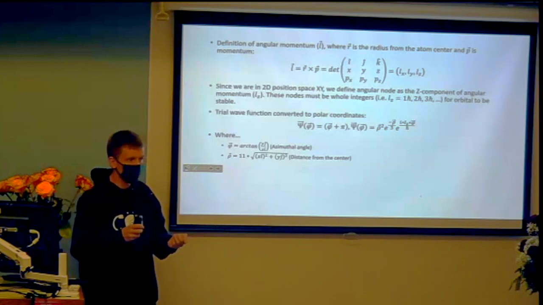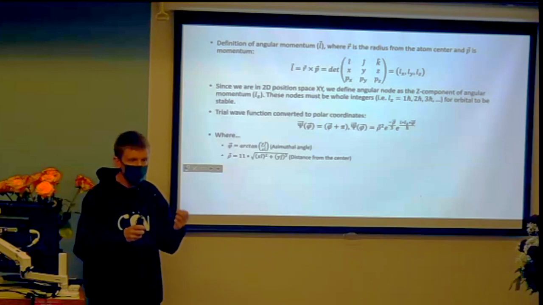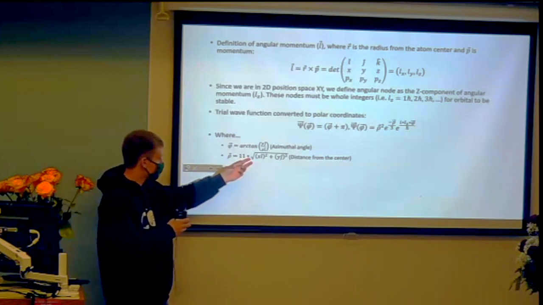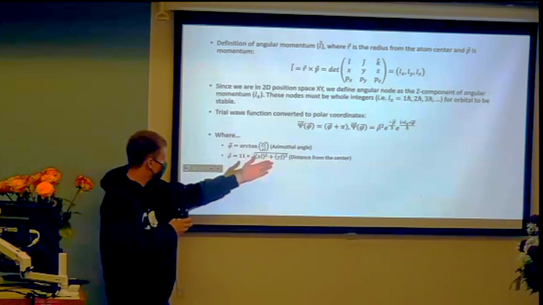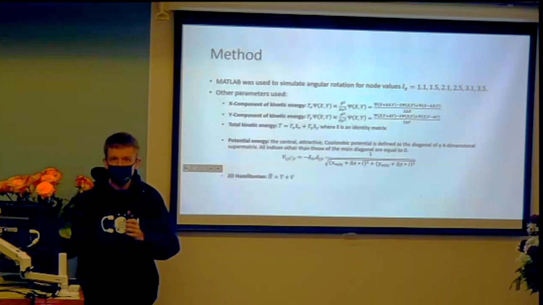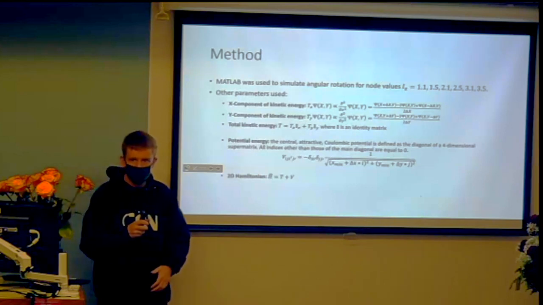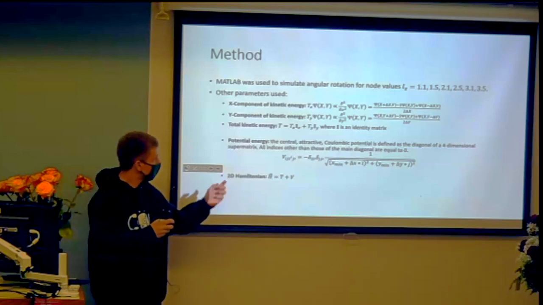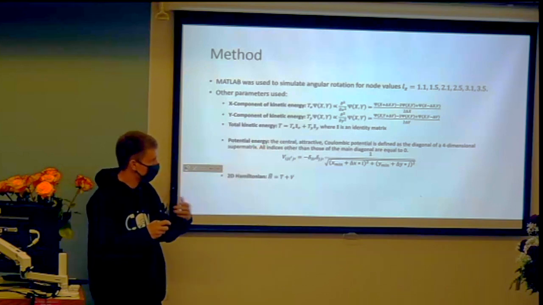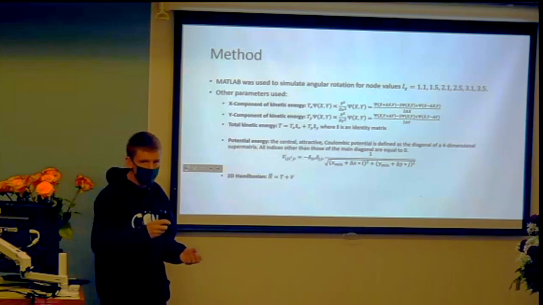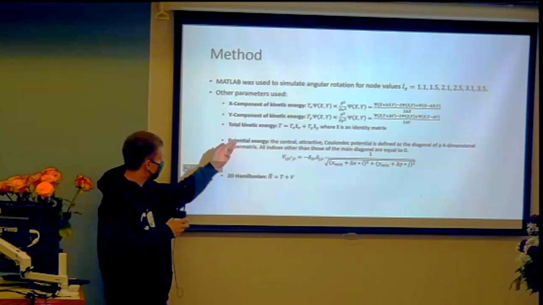With that in mind, we can then use a wave function, a trial wave function, and convert it into polar coordinates in terms of the azimuthal angle and the distance from the center, as shown here, taking into account both x and y components. So for the method, we use MATLAB to simulate cycles of this rotation for node values of 1.1, 1.5, 2.1, 2.5, and so on. And the parameters we use for this are the total kinetic energy, which is defined by the x and y components of this kinetic energy.